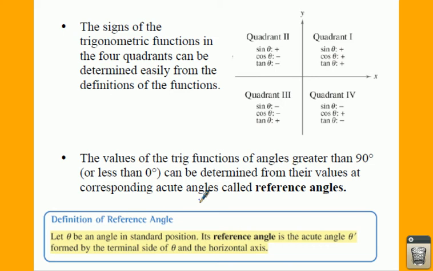Next thing we're going to talk about is your quadrants and where all your functions are positive, negative in here. If you notice in quadrant 1, all of your values on your circle were positive. So you had like a positive radical 3 over 2, comma 1/2, positive radical 2 over 2, comma radical 2 over 2, and on and on. So all these are positive up here in the first quadrant.